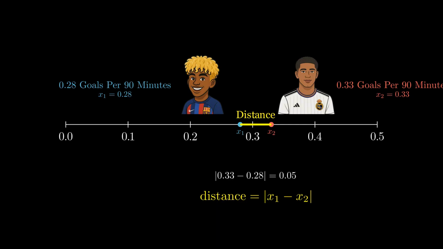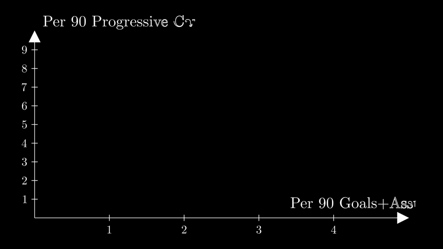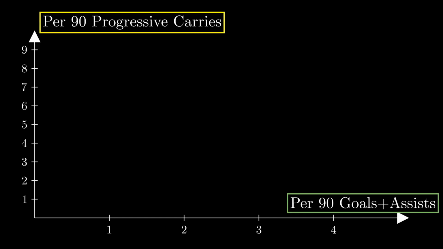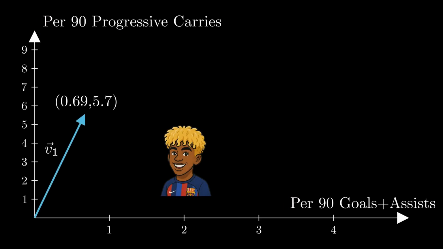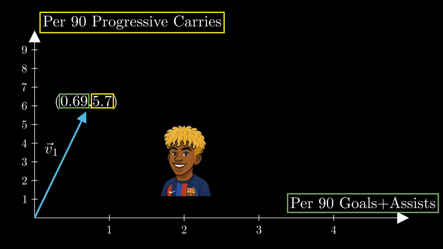Now, what if we want to compare across two metrics, per 90 progressive carries and goals plus assists? The idea is the same. We need to find the players that have the smallest distance between them, but we are now in 2 dimensions instead of 1. So the point that represents our player has a fancy name called a vector. The tip of the vector is the point that we land at by going right and up the appropriate amount of units. In this example, we go right 0.69 units on the x-axis and then up 5.7 units on the y-axis, since these are the per 90 goals and assists and progressive carries that Lamine Yamal had last season.